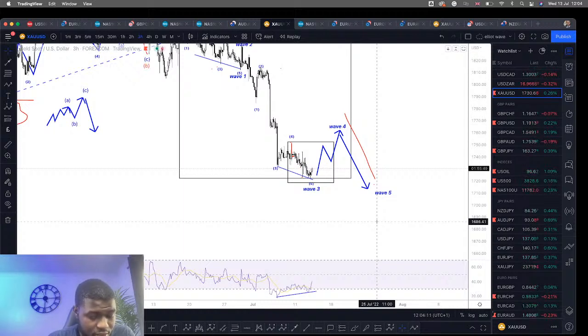Okay, Anthony Peterson, thanks for joining. Yes, that's what we are doing. We are currently checking out gold, as you can see.